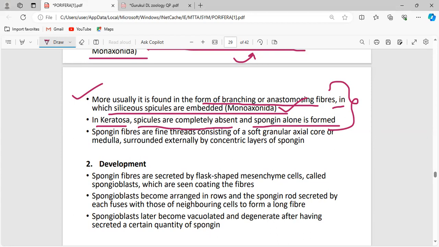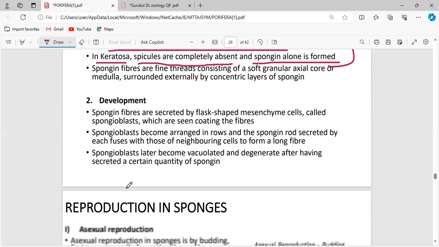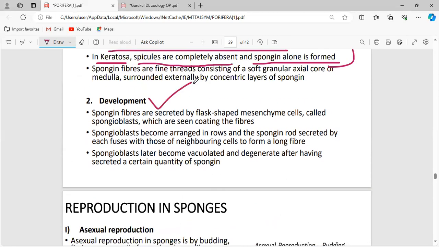And another important point is which cell gives rise to which type of skeletal system. For example, spongioblast gives rise to spongiocytes, and that gives rise to the spongin fibers. If it is scleroblast, it gives rise to sclerocytes, and these sclerocytes are the ones that give rise to the spicules, either made up of silicon or calcium carbonate. Okay, fine. How the spongin fibers look like and where they have developed from.